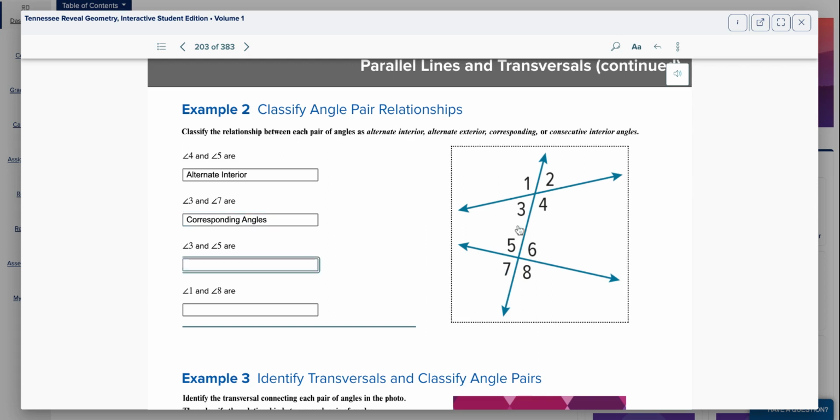All right, 3 and 5. Okay, so look, they're interior angles. 3 and 5 are both inside the two lines that the transversal intersects. That makes them interior. So now you got to ask yourself, are they on the same side of the transversal? Yeah, they're both on the left. That makes them same side interior, or you can call them consecutive interior. They are not alternate. So I don't care which one you put. You're going to put consecutive interior, same side interior. They are the same thing. Up here, the directions are consecutive interior.